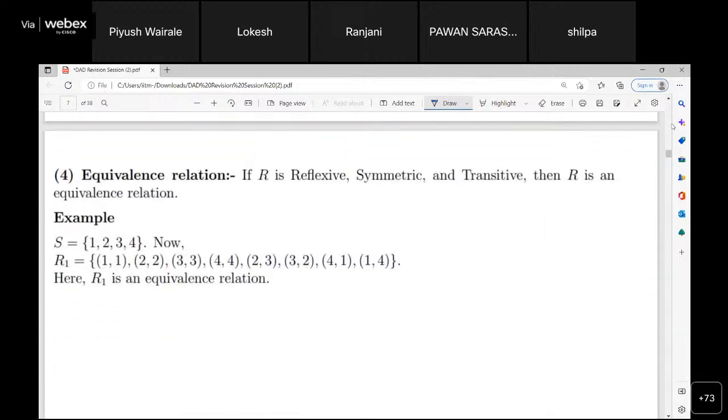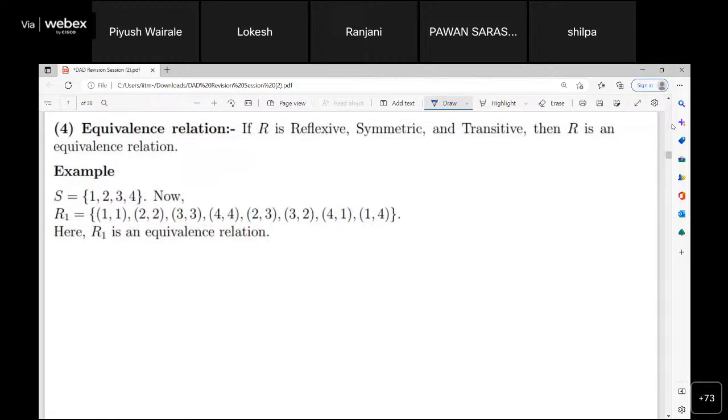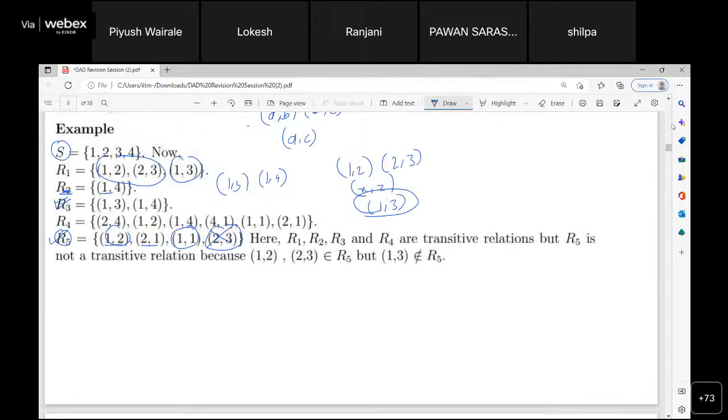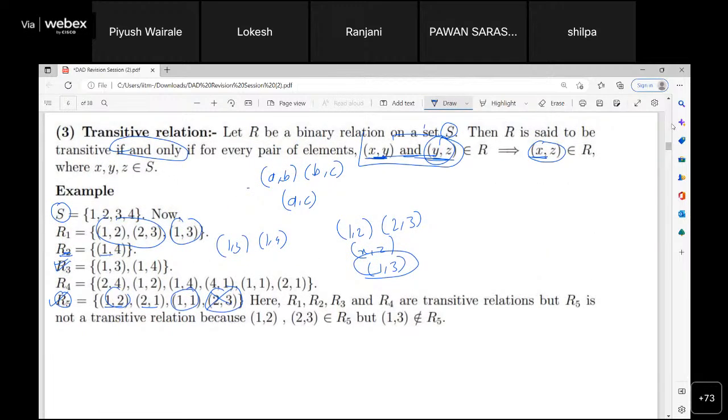Okay. So the next one is equivalence relation. Sorry to interrupt, Piyush. Can you go up again? Can you explain R2 once again?